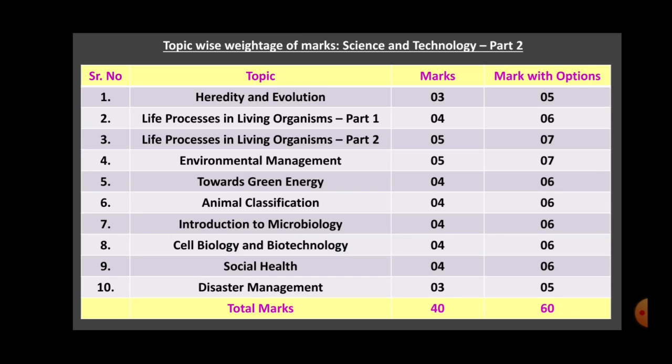And the last one, Disaster Management: a 3 marks question will be asked, and with options it is 5 marks. So with options, total marks will be 60, out of which you have to attempt 40 marks of questions. So this is the topic-wise weightage of the marks for Science and Technology part 2.